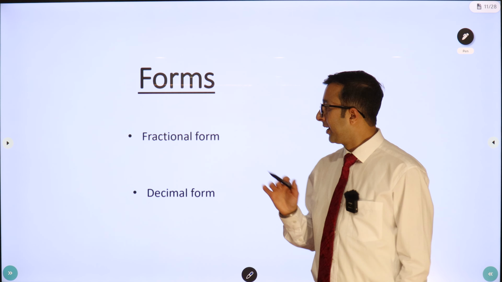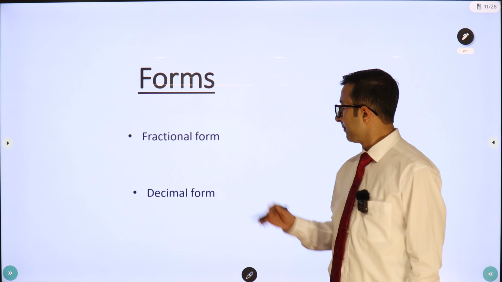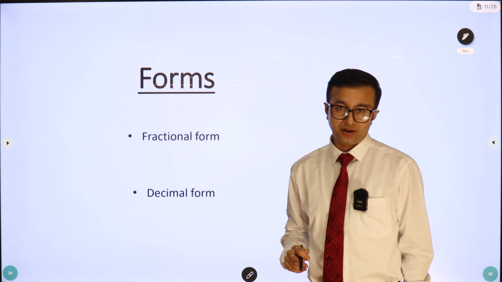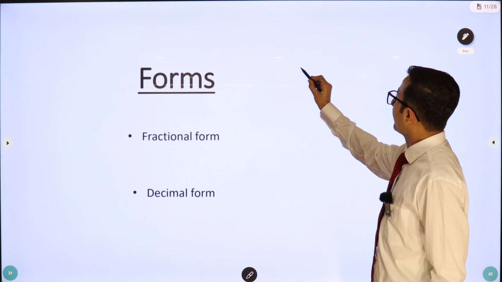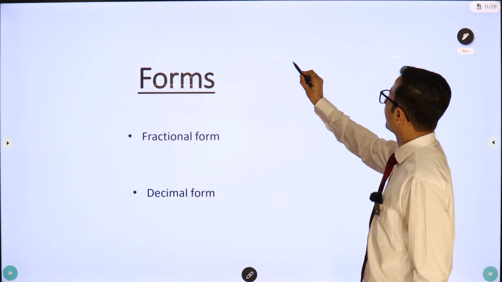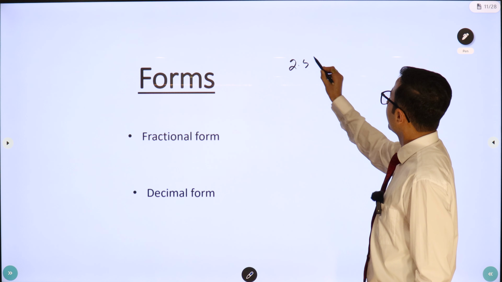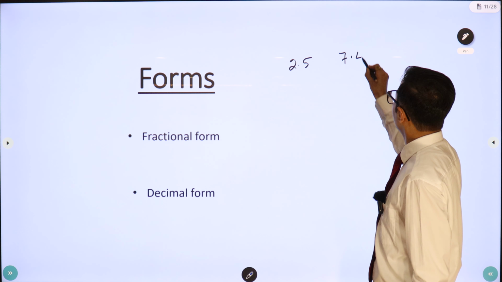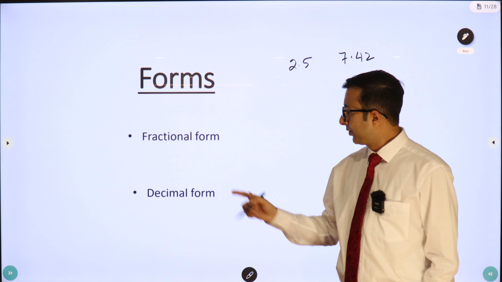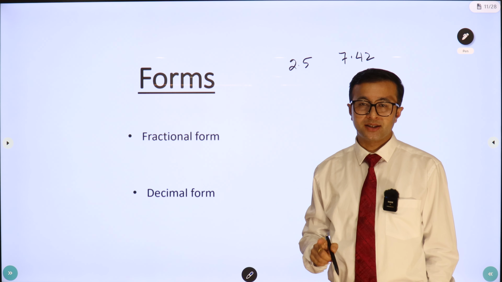There are mainly two forms of rational numbers. One is the fractional form that we have already seen. Another is the decimal form. Decimal form means numbers like the examples I am writing here: 2.5, 7.42. These types of numbers also come under the set of rational numbers.